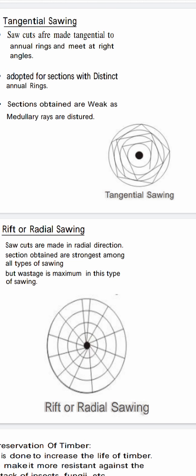Radial sawing. Saw cuts are made in the radial direction. Sections are the strongest among all types of sawing, but wastage is maximum in this type of sawing.